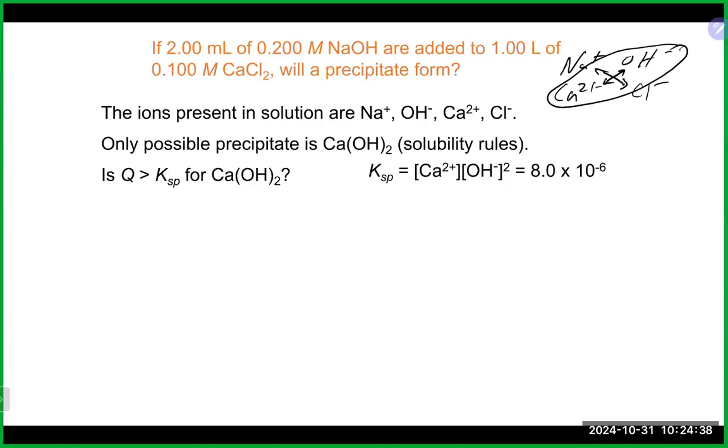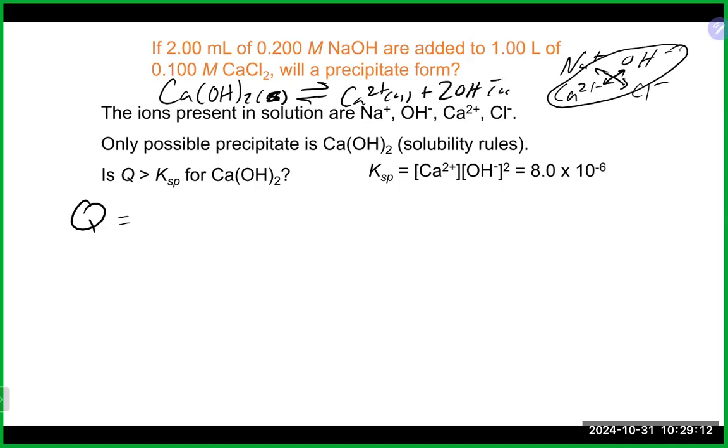So why don't you take a few moments there and calculate Q in this situation and compare it to the KSP. We want to calculate Q, and Q is calculated the exact same way as we would our KSP. Here we are dealing with calcium hydroxide. So when that breaks apart, we would get a calcium ion and 2 hydroxide ions here. And again, that would mean that our Q would be basically the calcium concentration times the hydroxide concentration squared.